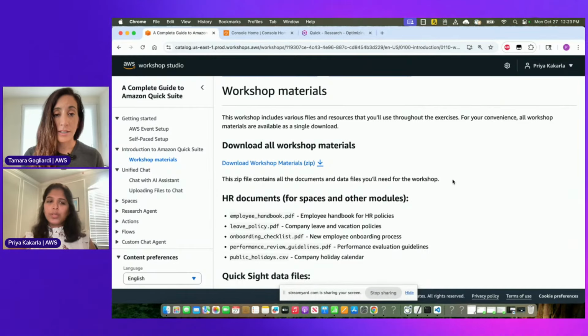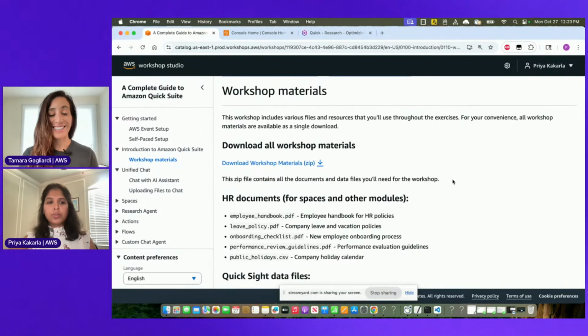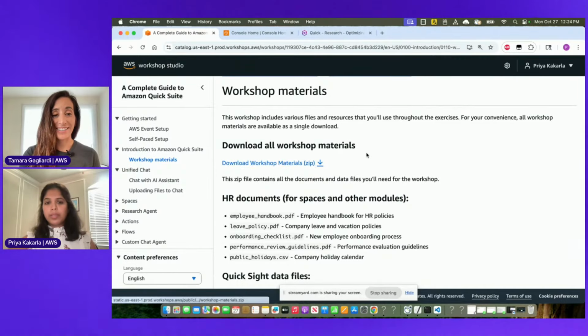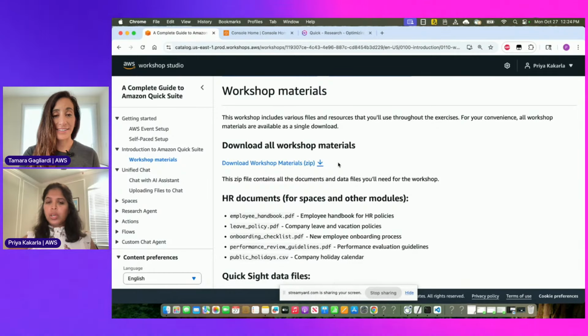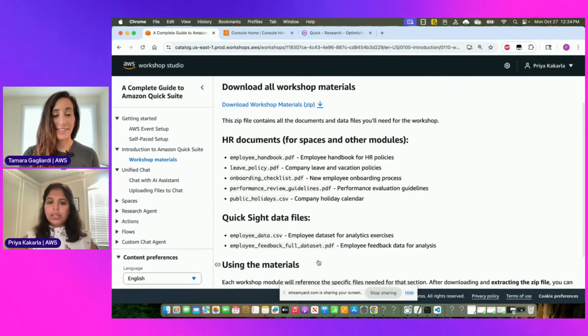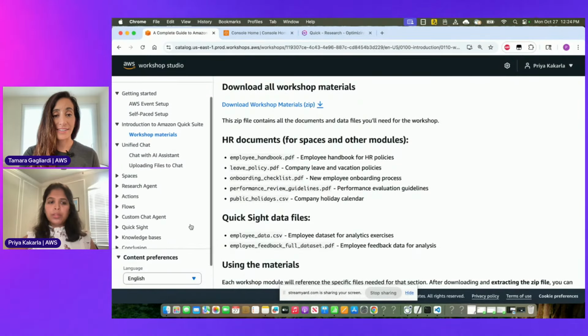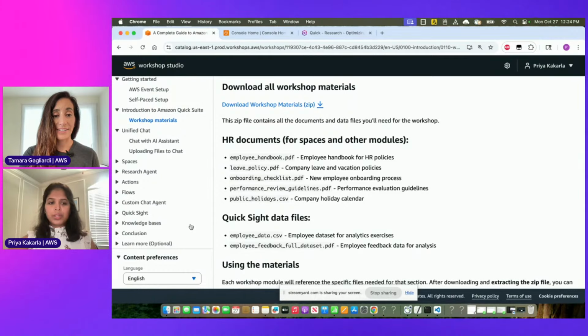That's right, Tamara. Just one thing I want to touch upon in this workshop is you also have the sample data available that I have used in today's demo. You also have access to it. All you have to do is click on this, and it will download a zip file for you, where you can unzip it, and then you have all these different files that are available for you to use for this workshop. And then you can empower yourself going through the steps, creating a space, research agent, or creating an action or a flow in this workshop.